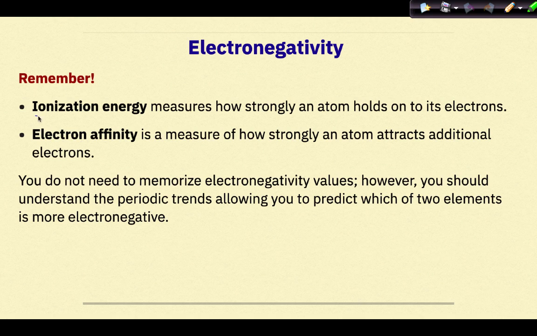Remember, ionization energy measures how strongly an atom holds on to its electrons. Electron affinity is a measure of how strongly an atom attracts additional electrons. You do not need to memorize electronegativity values. However, you should understand the periodic trends, allowing you to predict which of two elements is more electronegative.